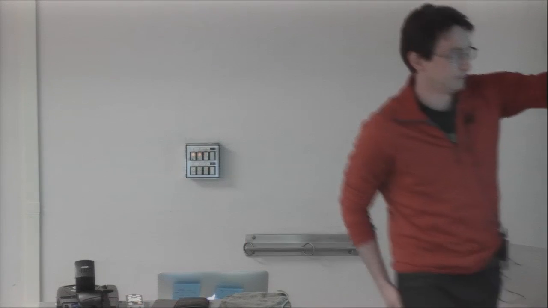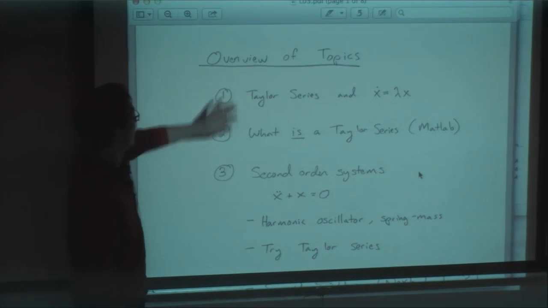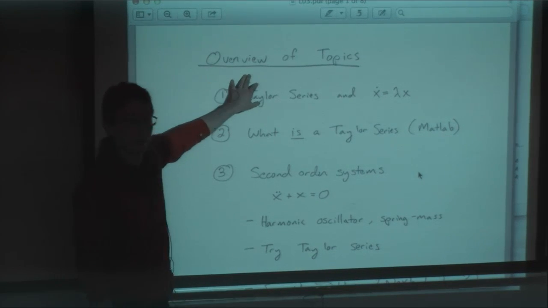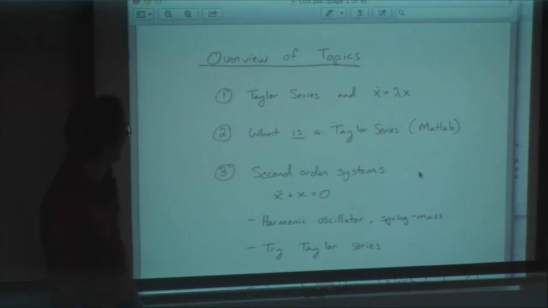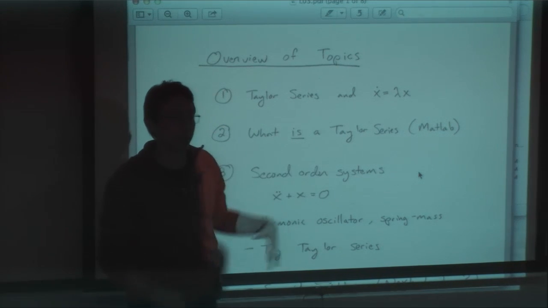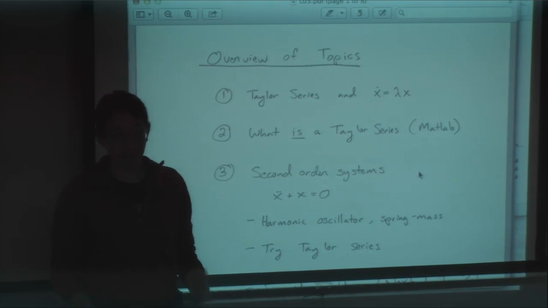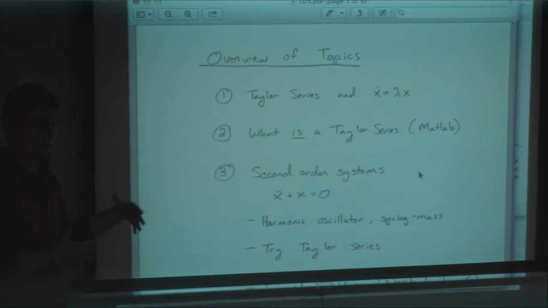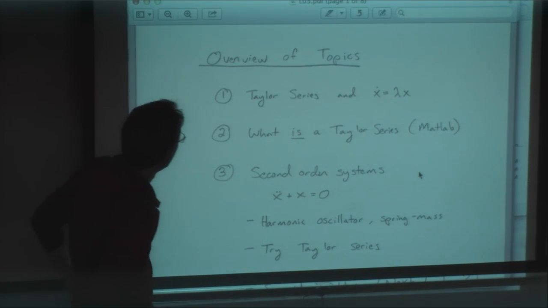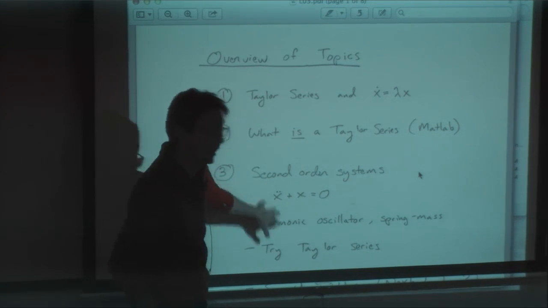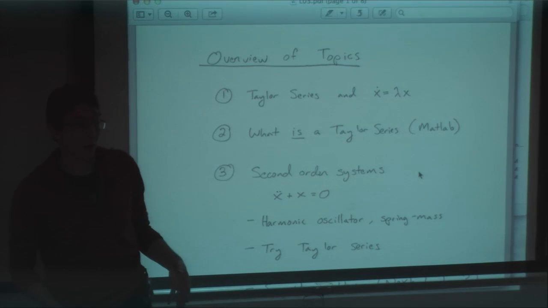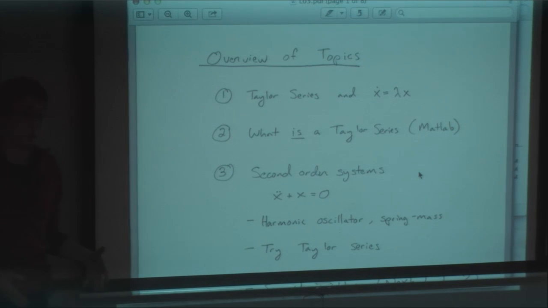This is the overview of topics today. Like I said, we're going to go over Taylor series and how to solve linear systems. We're going to go into what a Taylor series actually means and do some MATLAB examples, plotting some Taylor series approximations. Then we're going to start looking at second order systems like the linear harmonic oscillator if we have time.